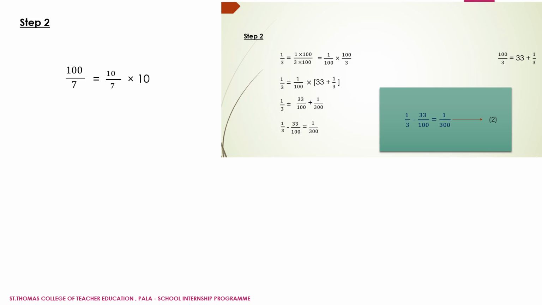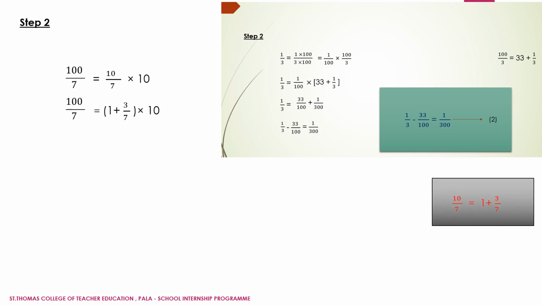Okay. Here, look at 10 by 7. All of you know what is 10 by 7. Tell me. Yes, it's 1 plus 3 by 7. How did you get it? From the last step or from the previous slide, we get 10 by 7 as 1 plus 3 by 7. And we replace 10 by 7 with 1 plus 3 by 7. Now, what we are doing? Normal distributive property. So, we get 10 plus 30 by 7, isn't it? Now, what will be the next step?